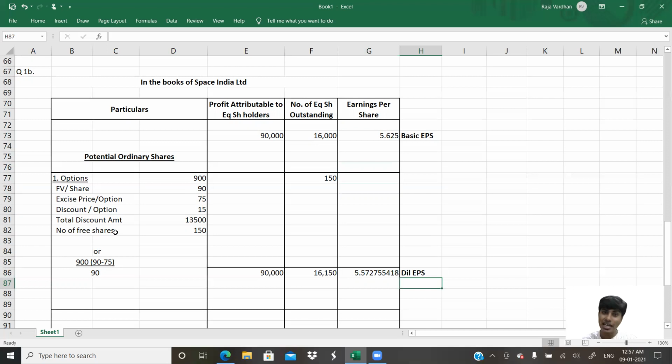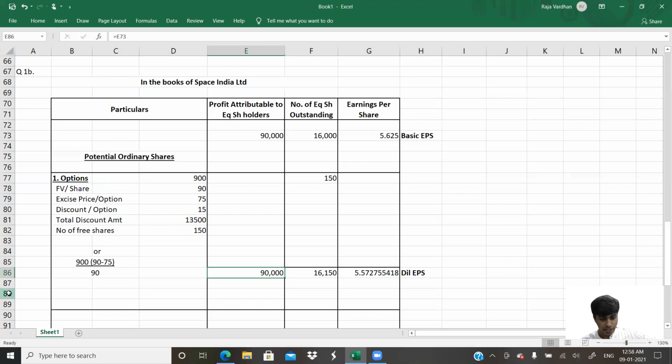So will this be considered in computation of diluted EPS? Answer is yes. What if on this conversion, earnings per share had become 5.81? 5.81 is greater than 5.625. So these options, these potential ordinary shares, are anti-dilutive in nature. So this has to be ignored in computation of diluted EPS. You get that? Okay, come on.